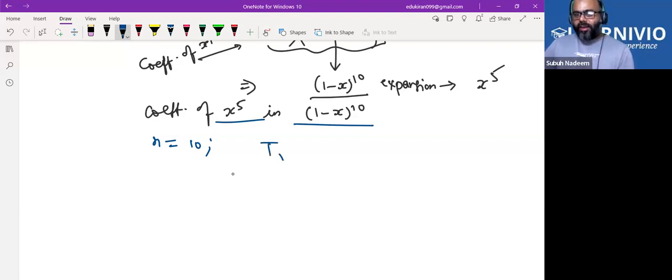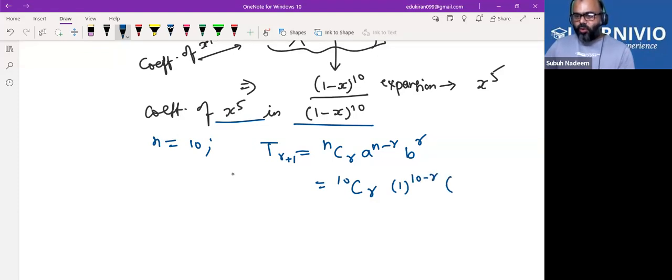If you want to write the rth term, the (r plus 1)th term, it is nCr a to the power n minus r, b to the power r. N is 10, the power of (1 minus x). R we don't know. A we know is 1, because this is (1 minus x) to the power 10 minus r. B is actually minus x. 1 minus x means minus x is b, to the power r. So this will be 10Cr. 1 to the power anything is 1, and it will be minus 1 to the power r, x to the power r.